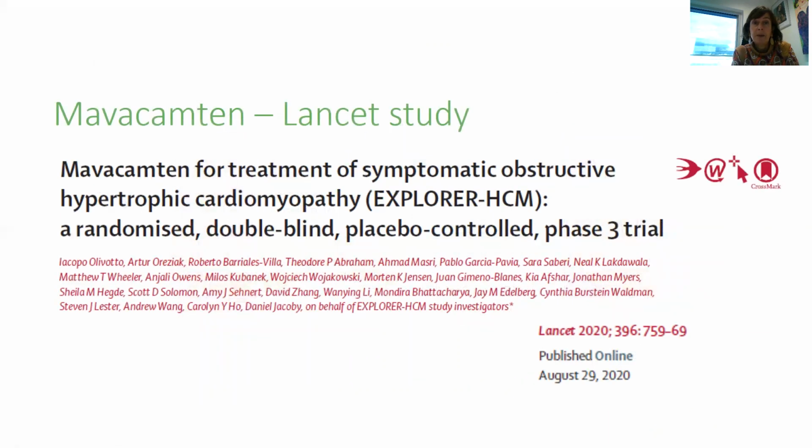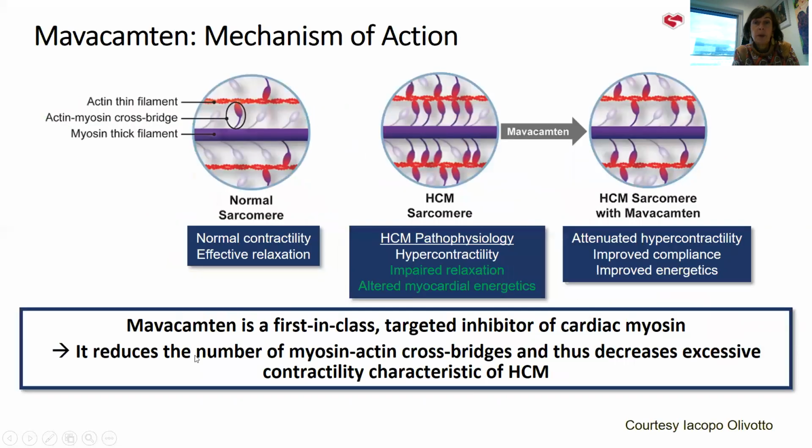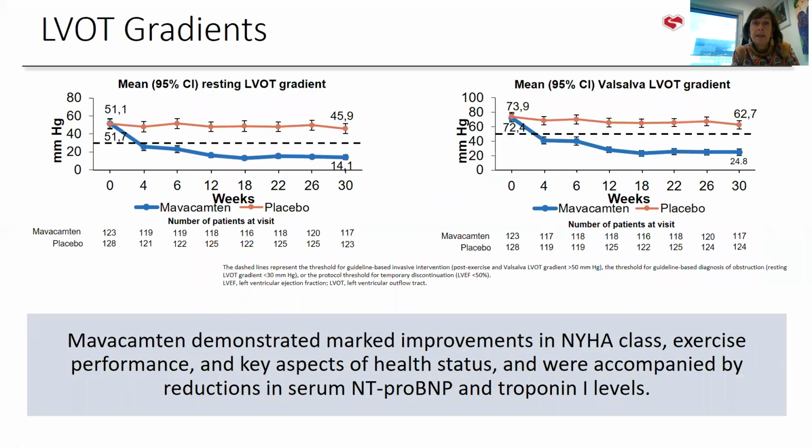And so this mavacamten was already tested in a clinical trial, which was published in the Lancet, led by Jacopo Olivotto. And as indicated, the mechanism of action of mavacamten is basically targeting these myosin heads, shifting them towards the super relaxed state, and thereby improving myocardial energetics. At least that's the idea behind it. And the results of this intervention were very positive.